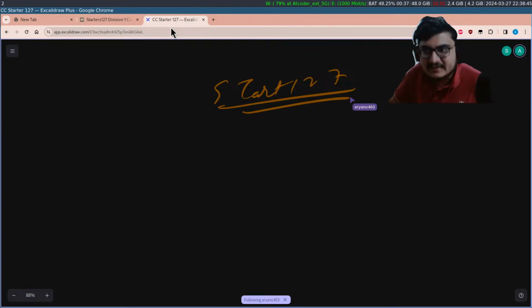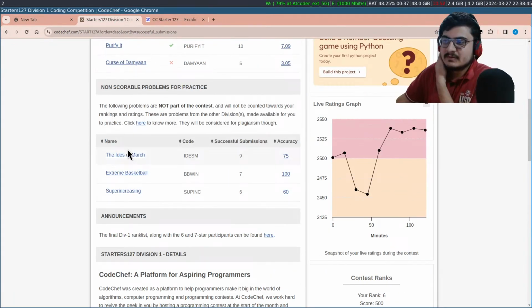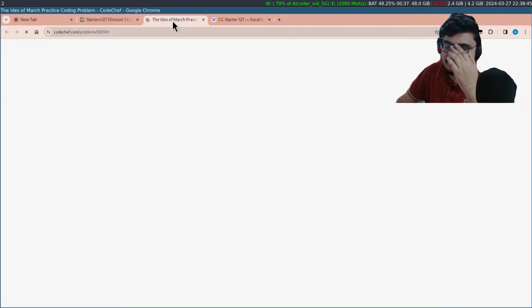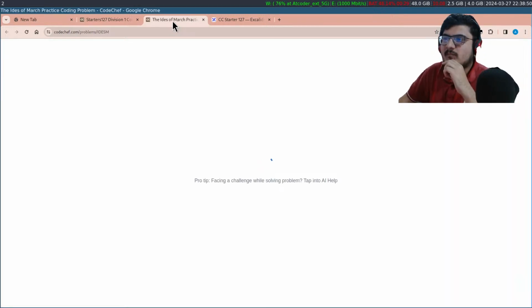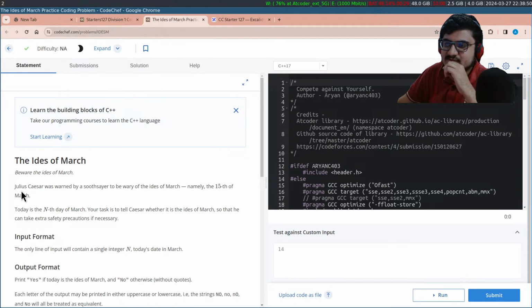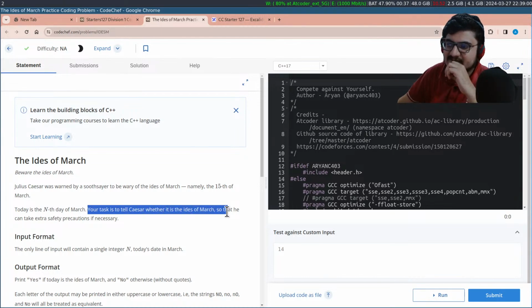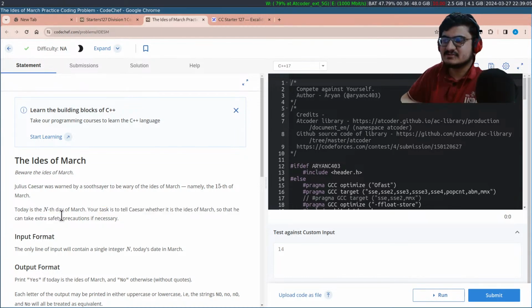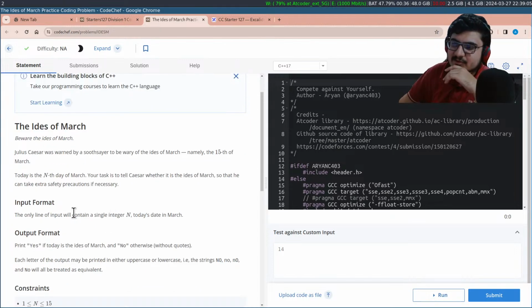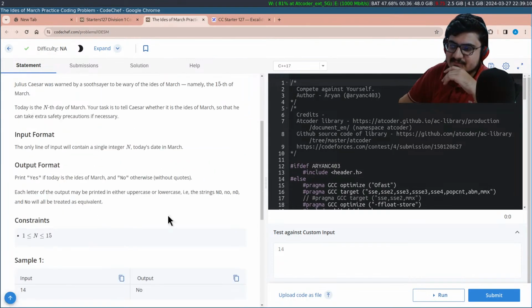Okay, let's get started now. So the first problem says it was warned by Slothrayer to be wary of the ides of March, namely 15th of March. Today is the end day of March. Your task is to tell Caesar whether it is the ides of March so that he can take extra precautions if necessary. The only line of input contains an integer, today's date in March. Print yes if it's the ides of March, no otherwise.